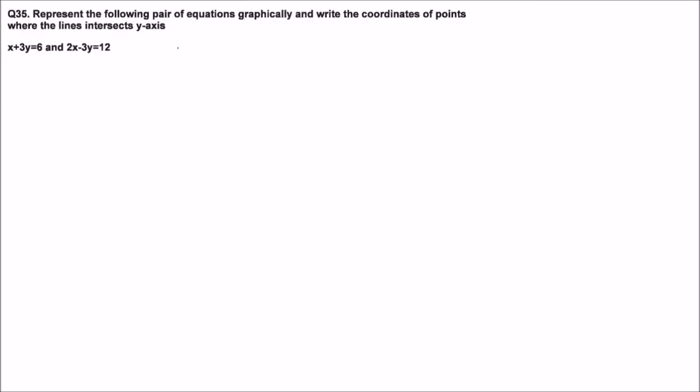Represent the following pair of equations graphically and write the coordinates of the points where the lines intersect the y-axis. Wherever we have the y-axis, that means x equal to 0. So let me put x equal to 0 here. x equal to 0, that is 3y equal to 6. So y will be equal to 6 by 3, that is 2. So (0, 2) will be the coordinate.